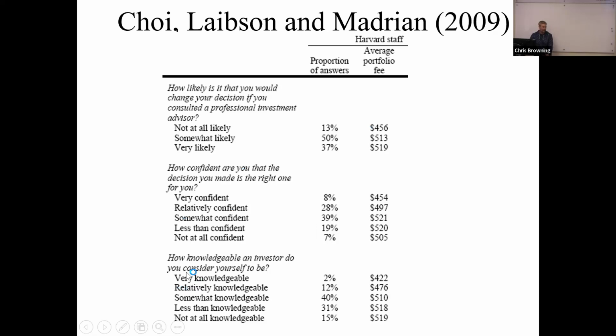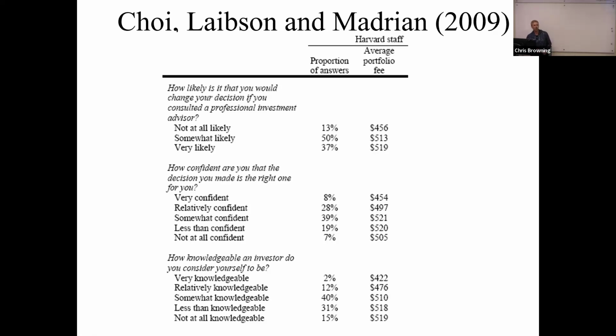What this is basically saying is that domain-specific financial literacy also matters, right? So for the people that are smart, it probably doesn't matter too much how you disclose this information. For the people that are less sophisticated, how you provide this information is extremely important. All right, and then how knowledgeable of an investor would you consider yourself to be? Very knowledgeable, relatively knowledgeable, again, much lower fees. And as that sophistication decreases, we see a very linear pattern in fees as well.